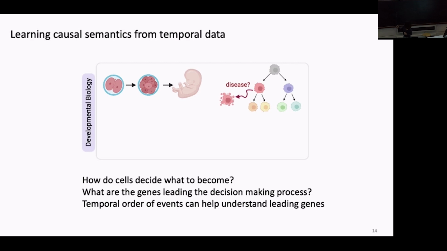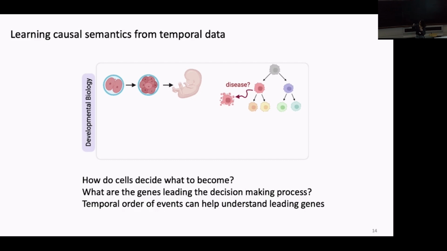And one very fundamental question in developmental biology is how cells decide their future. So how do they decide what to become? And more importantly, what are the genes that are leading this process? Because in our human body, we have like 20,000 genes, but we only have something around 400 genes or transcription factors that are leading the other genes. So it's important for us to know what are these leading genes for each of these developmental processes.